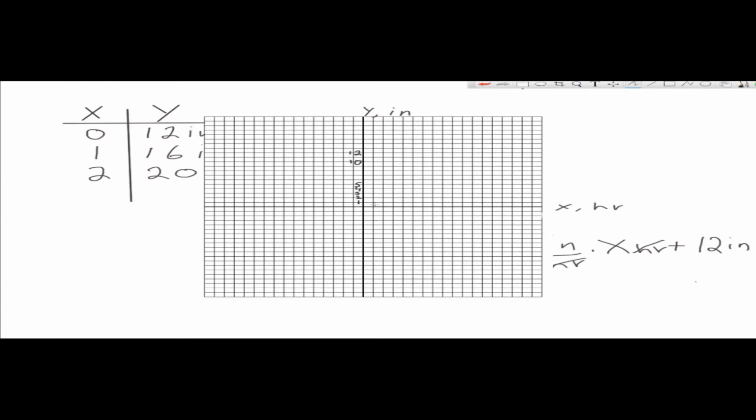So I'm going by ones, and I'm going to go here on the x-axis. We'll open this up a little bit. We'll make this a 1, this a 2, 3, 4. I need a little bit more room to work with. So at time 0, I was at 12. So I have a point right here.